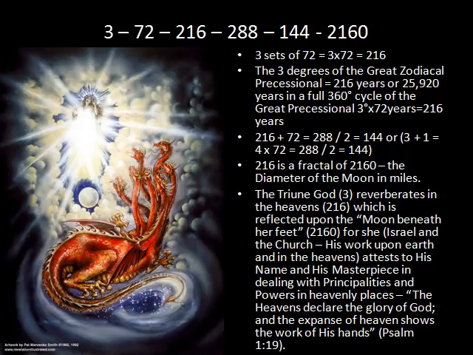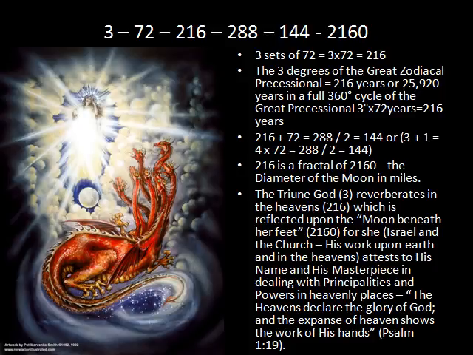3, 72, 216, 288, 144, and the number 2160. 3 sets of 72 are equal to 3 times 72 equals 216. The 3 degrees of the great zodiacal precessional is equal to 216 years, or of the 25,920 years in a full 360-degree cycle of the great precessional. 3 degrees times 72 years is equal to 216 years.